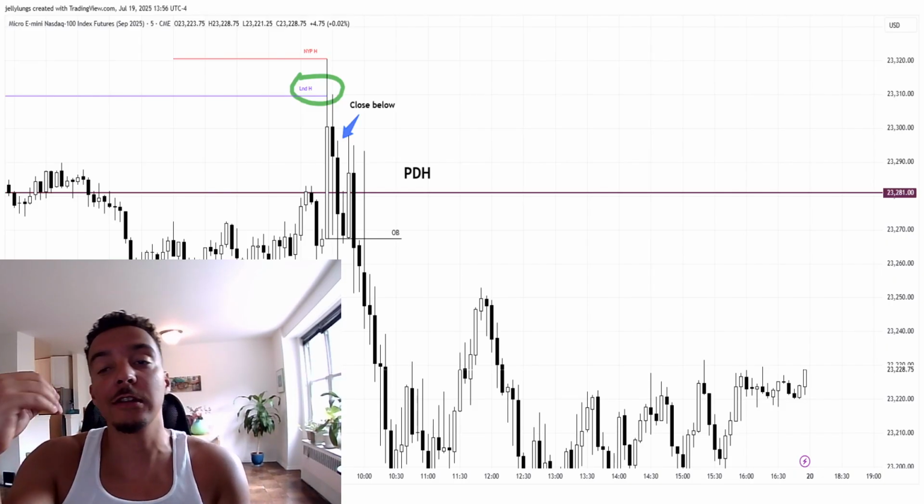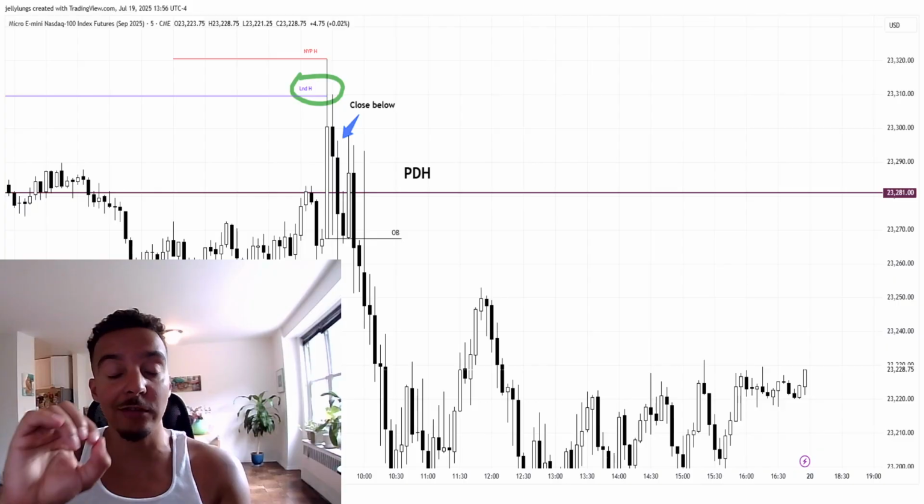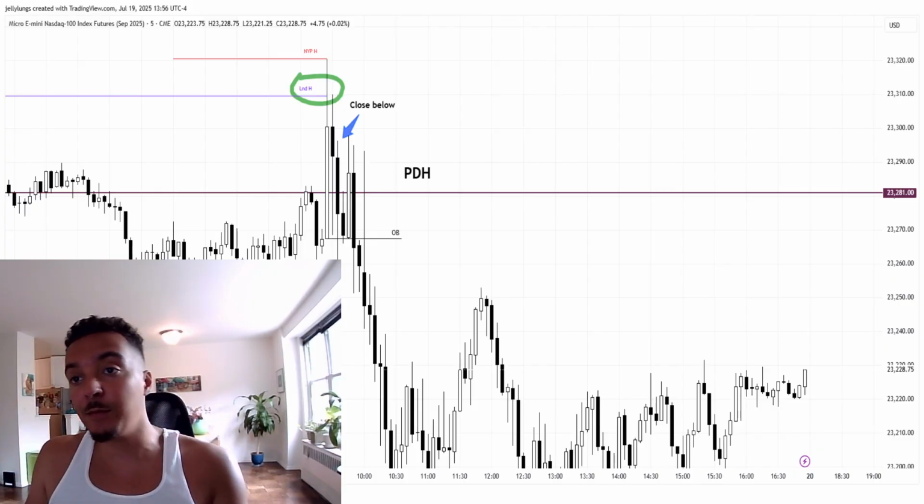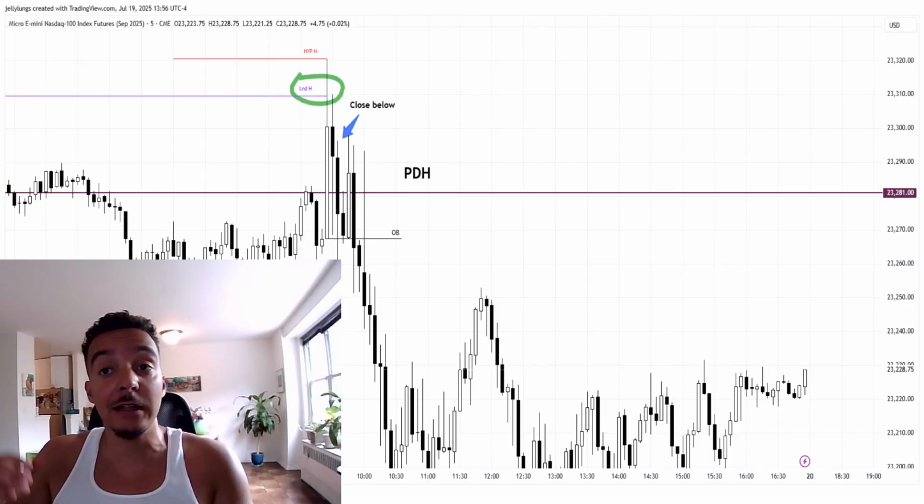If your target is relatively equal lows or relatively equal highs, that's A+. If it takes out two session liquidities, if it has a confirmation of a previous day high, previous day low, and then relatively equal highs, that is A+ setups.